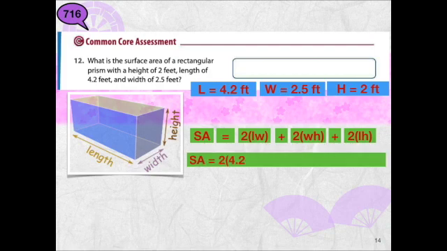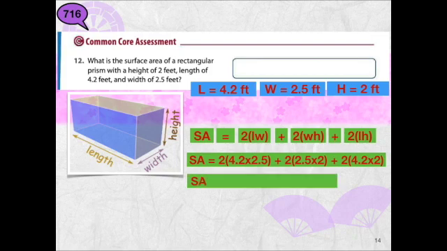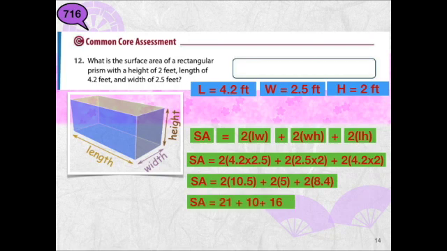So the next step is to replace the values for the length, width, and height. Now solve. First, multiply the areas. So this is 2 times 10.5 plus 2 times 5 plus 2 times 8.4. So now let us add. So the surface area is 48.5 square feet.